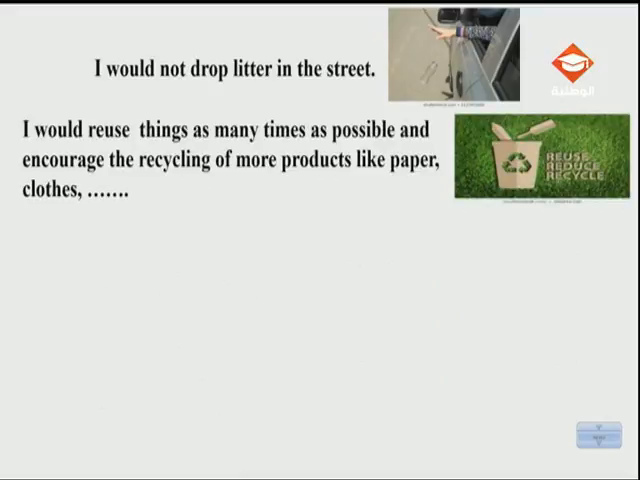I would reuse things as many times as possible and encourage the recycling of more products like paper, clothes, glass, plastic, etc. Yeah, I mentioned that, Miss. And you see, we call this the 3 R's you taught us. Yes, thank you, Miss. Reusing things. For example, you may opt to take a reusable shopping bag instead of a disposable one. That's right. You said reduce the amount of waste, but also you reduce the amount of things you buy. You will save money. And of course, you recycle.